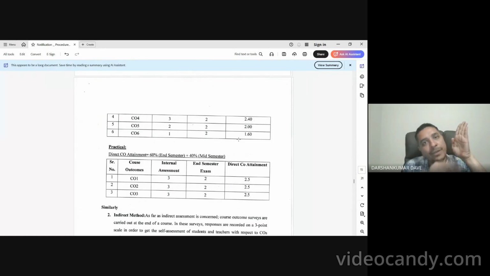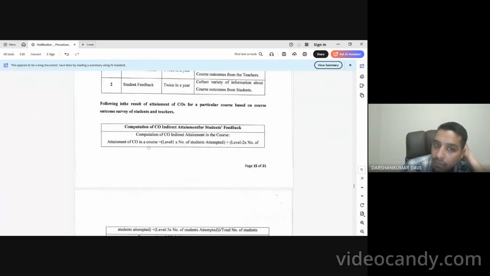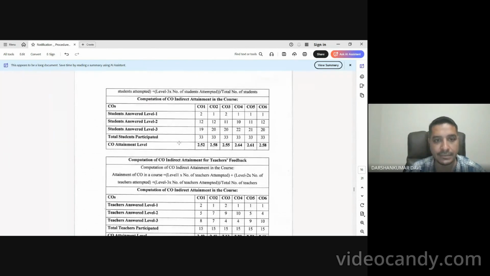If CO2 is beyond my target level, for example, I said that my CO2 should be attained up to level 2, and I obtained 2.2, that means I am doing very well there. Now I can level up the difficulty and go with a higher level of difficulty for my students. That is what this matrix helps with. Is this clear? Every teacher can do this analysis for their particular course.